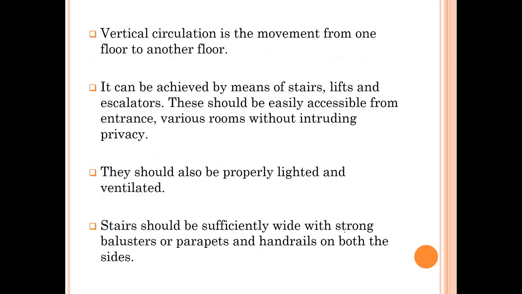Now the vertical circulation. Vertical circulation is the movement from one floor to another floor. It can be achieved by means of stairs, lifts and escalators. These should be easily accessible from the entrance and various rooms without intruding on privacy. So if you observe, in every case privacy is taken care of. Even in the grouping we have seen, and in this case also we are taking care of privacy. They should also be properly lighted and ventilated. The stairs should be sufficiently wide with strong balusters or parapets and handrails on both sides.